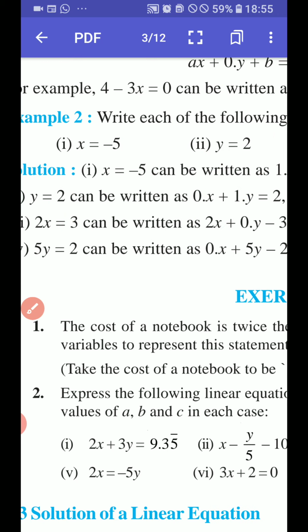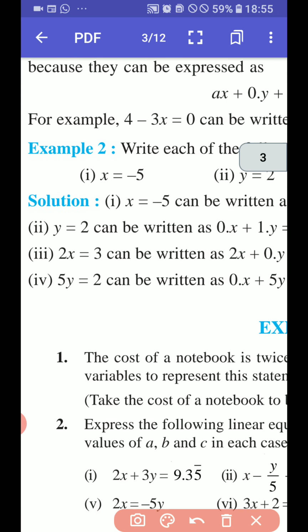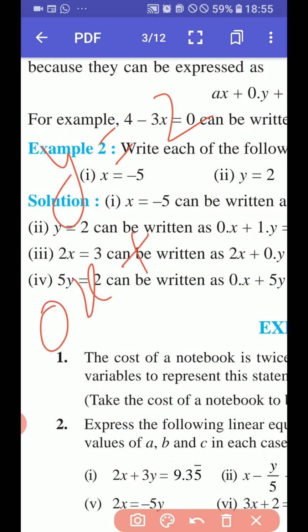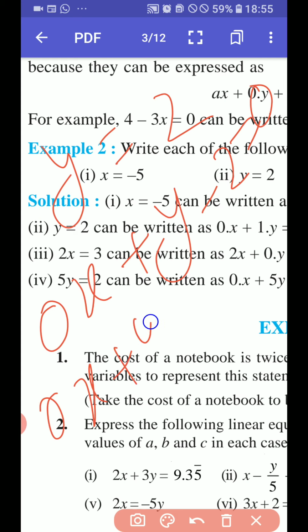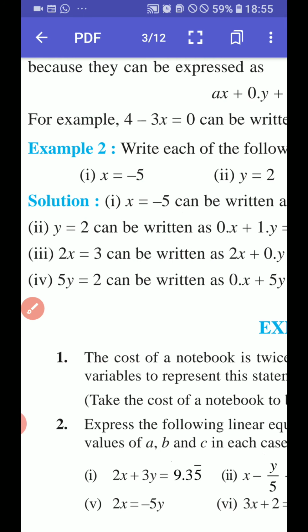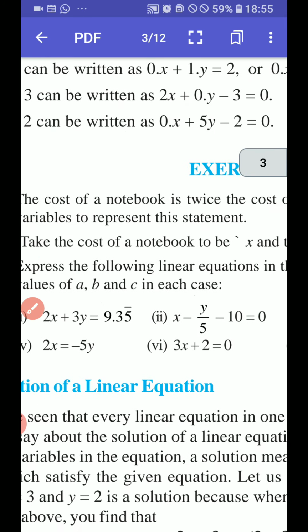The same way in the second part, y equal to 2. Because the coefficient of x is missing here, you can write 0x plus y minus 2 equal to 0. You can further write like that: 0x plus y plus minus 2 equal to 0. This is the complete form of ax plus by plus c equal to 0. Right, everybody? Now come to the exercise question.